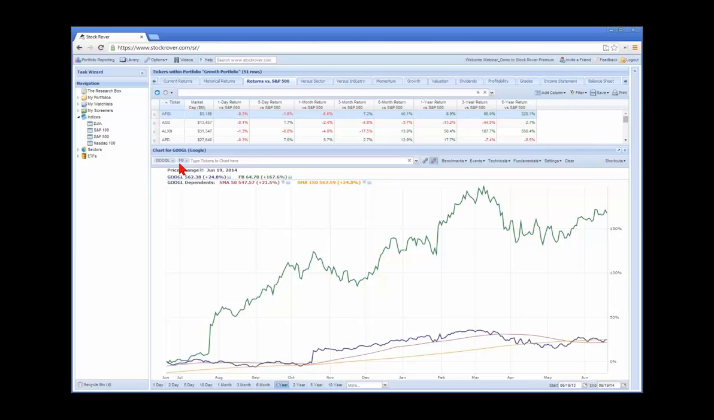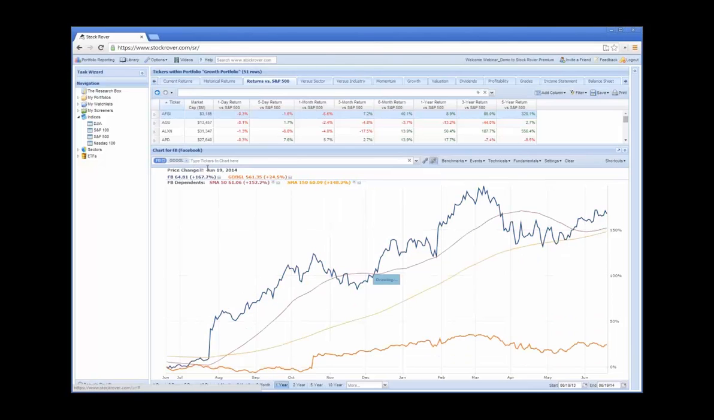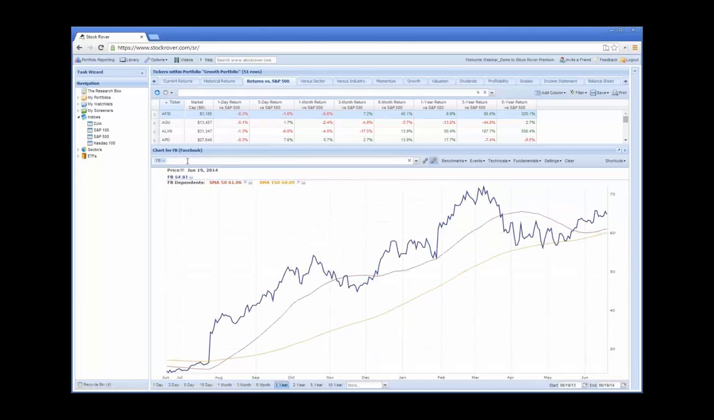If you want to change the primary ticker, you can just left-click and select Move Left. So I've just left-clicked Facebook, and it's moved into the primary ticker position. And now you can see that the simple moving averages have updated. And now with that, I'm just going to get rid of Google so we can look just at one.